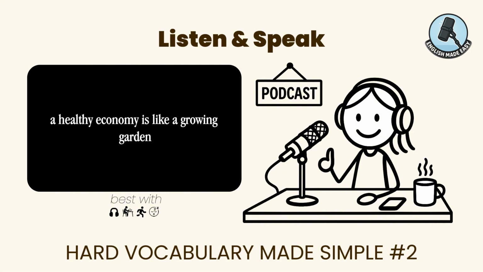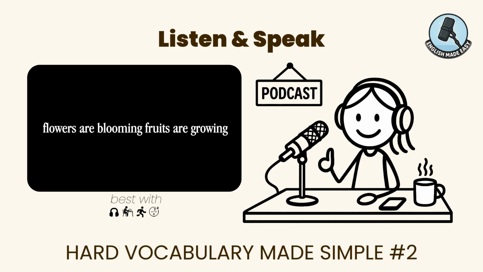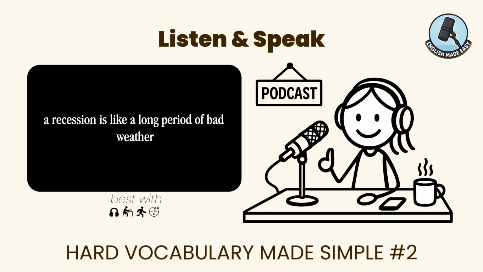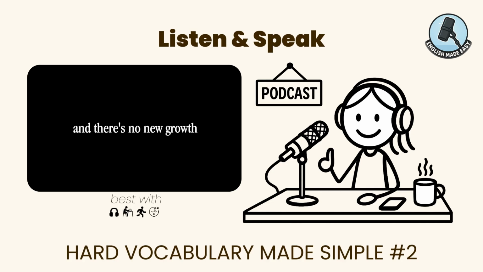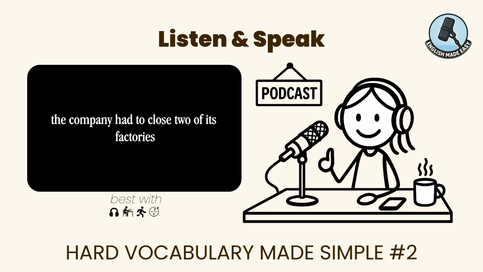A healthy economy is like a growing garden. Flowers are blooming, fruits are growing, and everything is expanding. A recession is like a long period of bad weather. The plants stop growing, some might even start to wilt, and there's no new growth. The garden isn't dead, but it's struggling and getting smaller. Here's an example sentence. During the recession, the company had to close 2 of its factories.